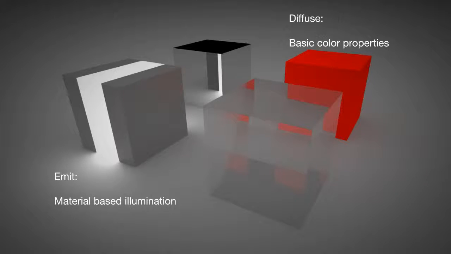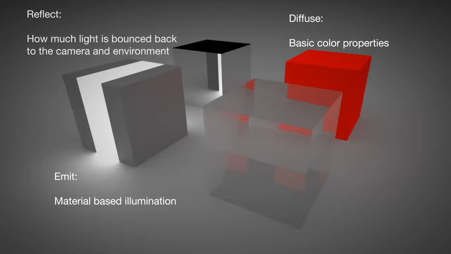The emit channel controls the illumination qualities of your object. This is a great channel to use when working with light bulbs, little LED lights, or adding illumination to an object where you feel it's appropriate. The reflect channel might sound the most familiar to you. The reflect property defines how much light and what kind of light is rejected by the surface back to the camera and the environment, creating highlights and soft reflections on the ground.